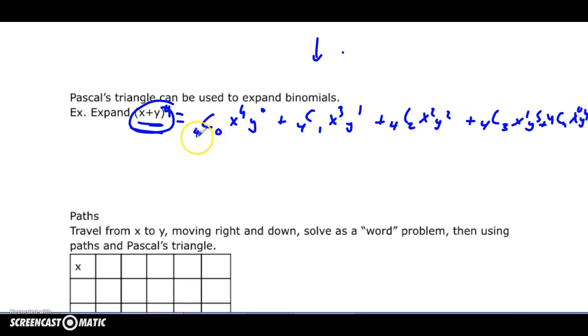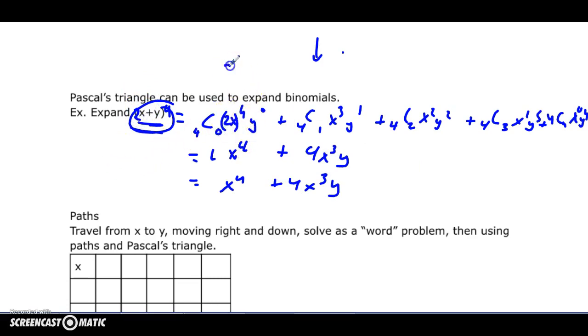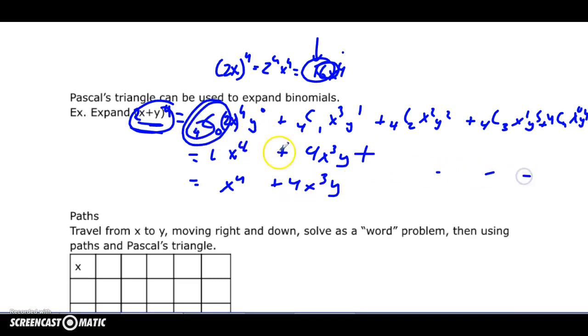Now a lot of this gets cleaned up. This is 1 times x to the 4, and that's also 1. So that just turns into x to the 4. That's 4 x cubed y, plus 4 x cubed y. Just one thing here, if that was a 2x, let me show you. It would be (2x) to the 4, which is 2 to the 4 and x to the 4. So that's going to be 16 x to the 4. So if that happens, you're going to have to multiply this number here by whatever this is also. Okay, so it gets a little more complicated. Anyway, you just expand them and you get a nice pattern here.